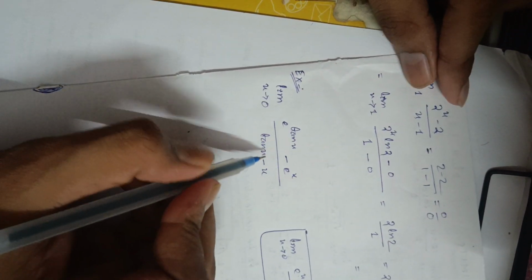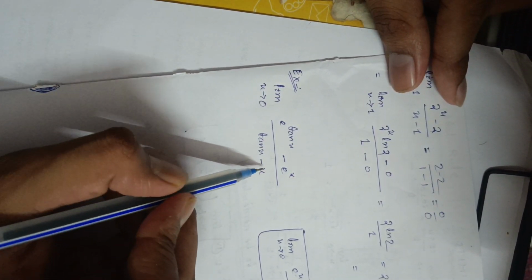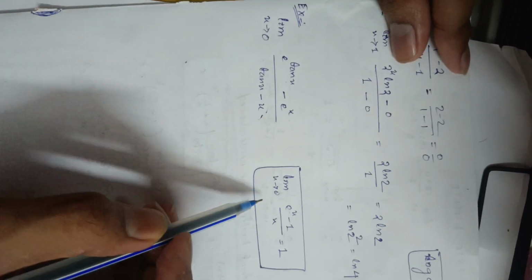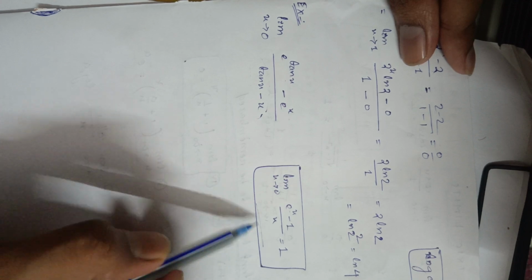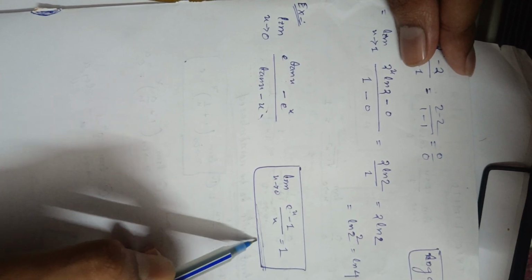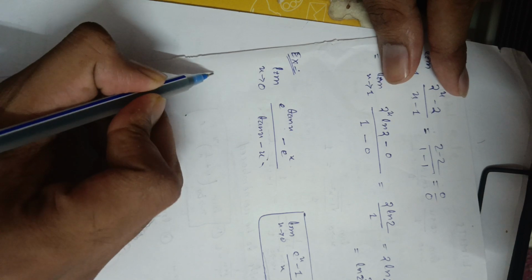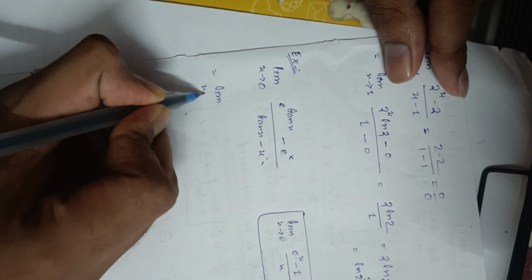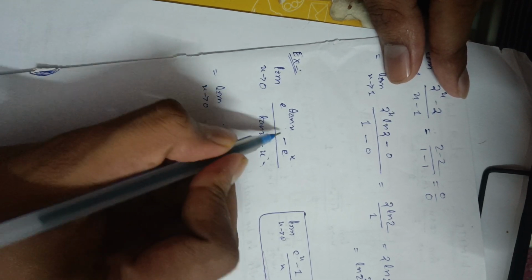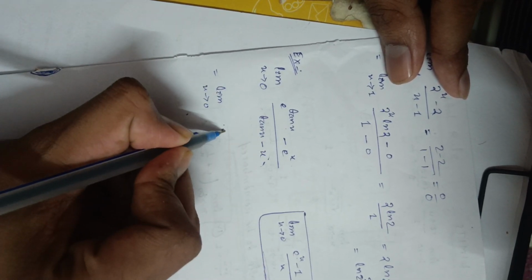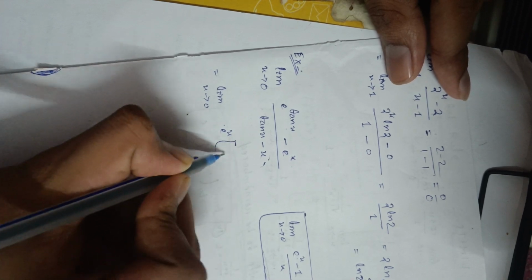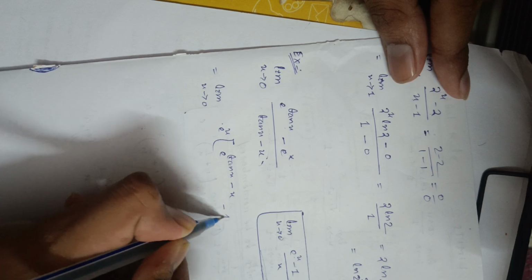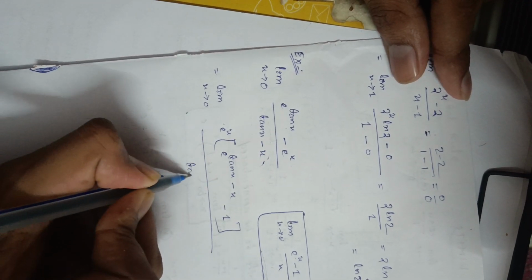Now solve this question. See, if you take common tan x minus x from the upper side, it will become this type of thing. So let's take common e power x from the numerator. Limit x tends to 0. If you take common e power x, then it will become e power tan x minus e power minus x minus 1 divided by tan x minus x.